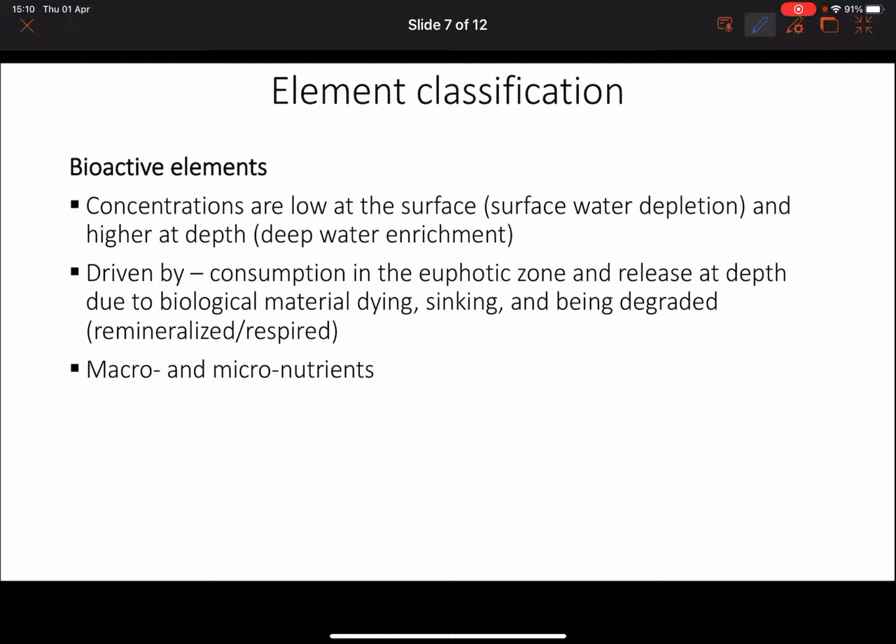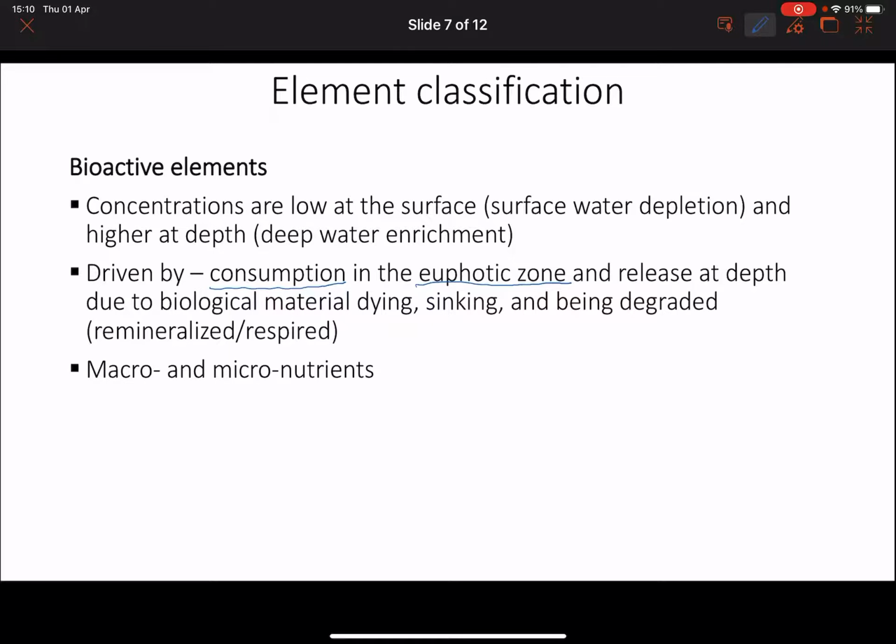And if you remember from the nutrient lecture, this profile is driven by consumption of the nutrient in the euphotic zone. So consumption meaning the biological activity, so phytoplankton use it to grow. They also need to be in the euphotic zone, meaning they need light. And so the concentration goes down because it's being consumed.